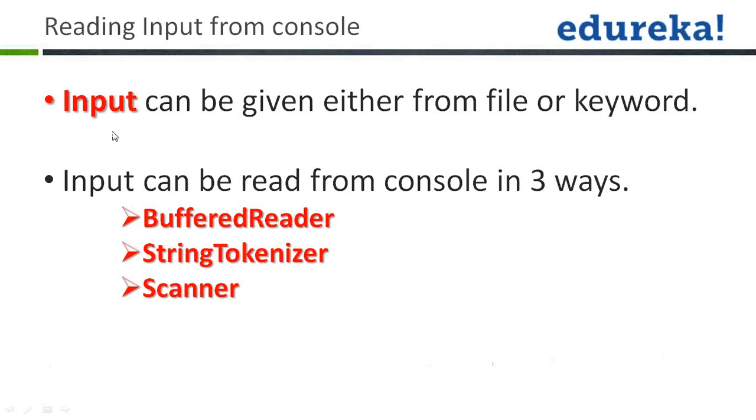Now reading input from console. Console is the window where you actually see the output. There itself you can put in the input as well. So input can be given either from file or keyboard. Input can be read from console in 3 ways. First way is the buffered reader. Second way is the StringTokenizer, and third way is scanner. So we'll discuss each one of them one by one.